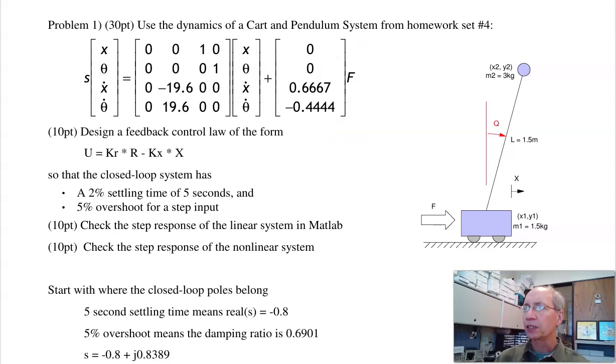So here's a cart. It's got a beam 1.5 meters long, a mass 3 kilograms at the tip. Apply a force at the base to keep it balanced. Back from homework set number 4, the dynamics, linearized about vertical, is as follows. Come up with a feedback control law of the form full state feedback such that the settling time is 5 seconds. You've got 5% overshoot for step input.